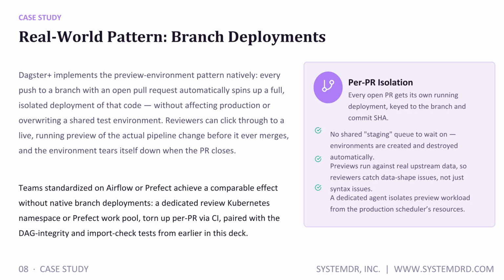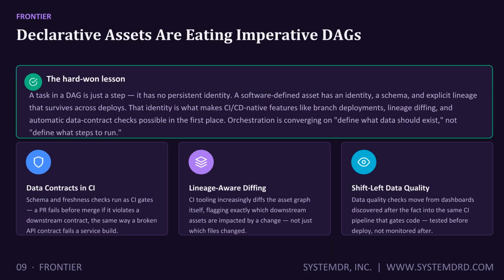The deeper lesson generalizes across all three platforms. The safest deployment is one where you've already watched the change run successfully against something that looks like production before it ever actually touches production. Let's talk about where this space is heading, because I think there's a real architectural shift underway, not just a checklist of best practices. An Airflow task in the classic model is fundamentally ephemeral.